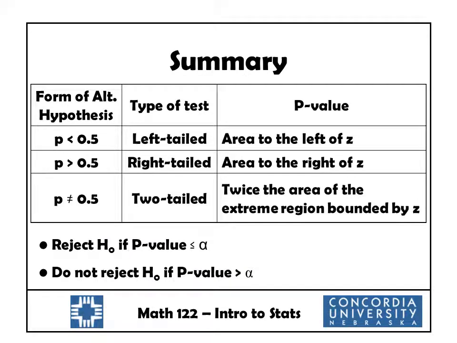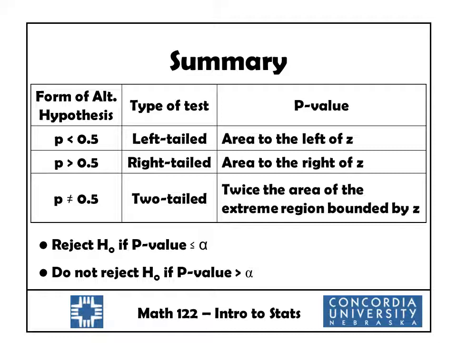So to quickly summarize here, the type of test that we have all depends on the inequality that appears in the alternative hypothesis. If our alternative hypothesis has a less than sign, then it's a left-tailed test. The p-value is the area to the left of the z-score. If our alternative hypothesis has a greater than sign, then it's a right-tailed test, and the p-value is the area to the right of the z-score. If our alternative hypothesis has a not equal to sign, then it's a two-tailed test, and the p-value is twice the area of the extreme region bounded by the z-score.